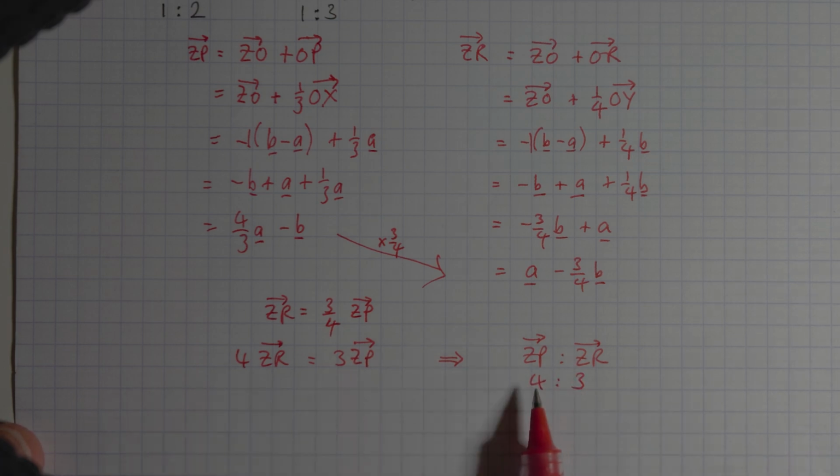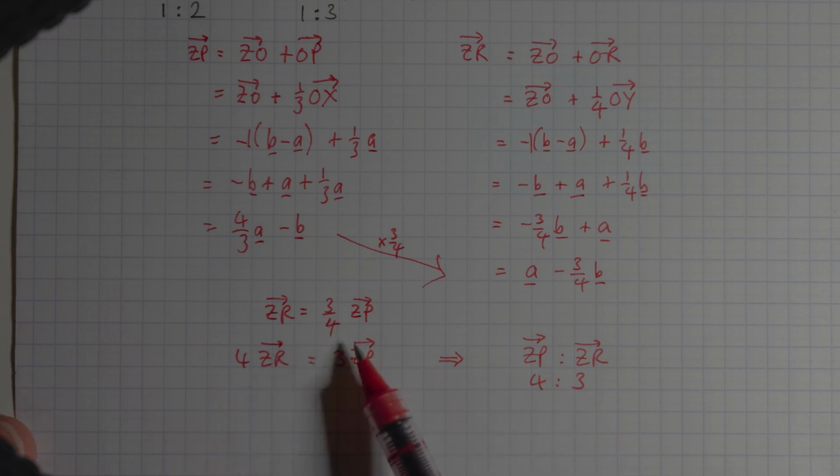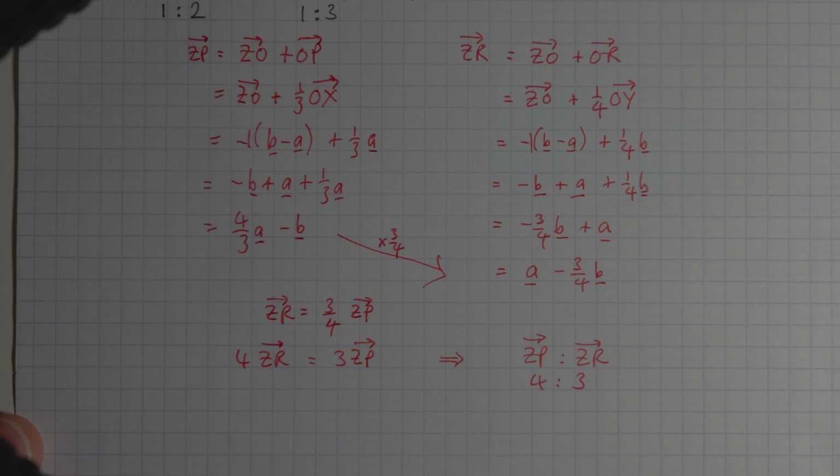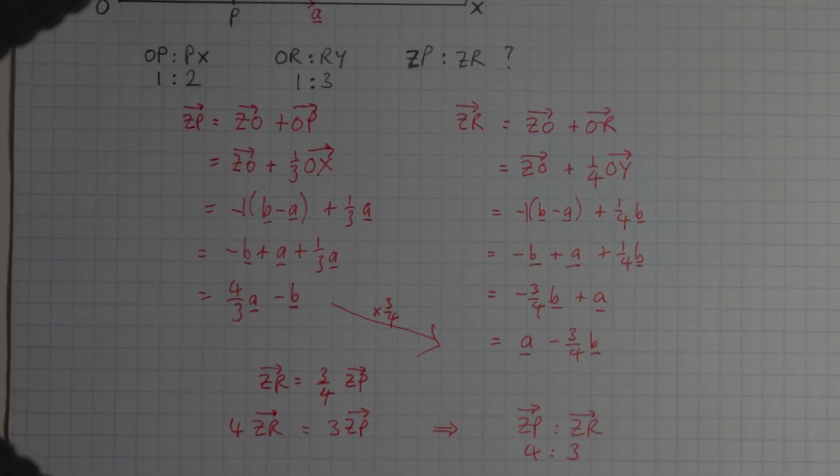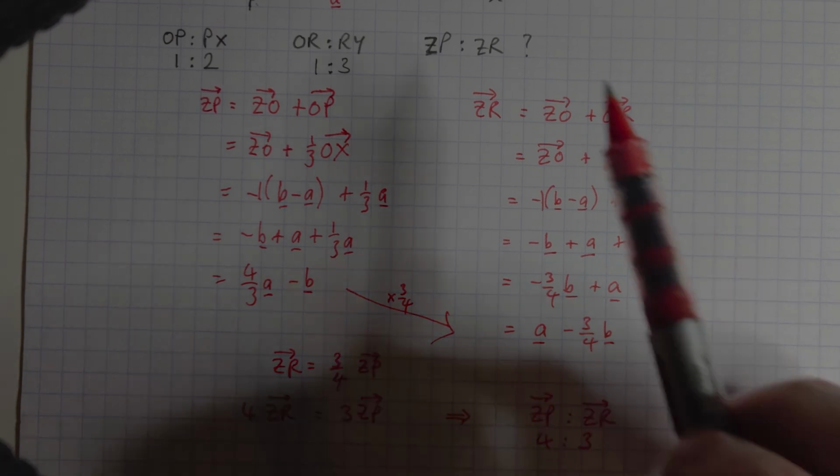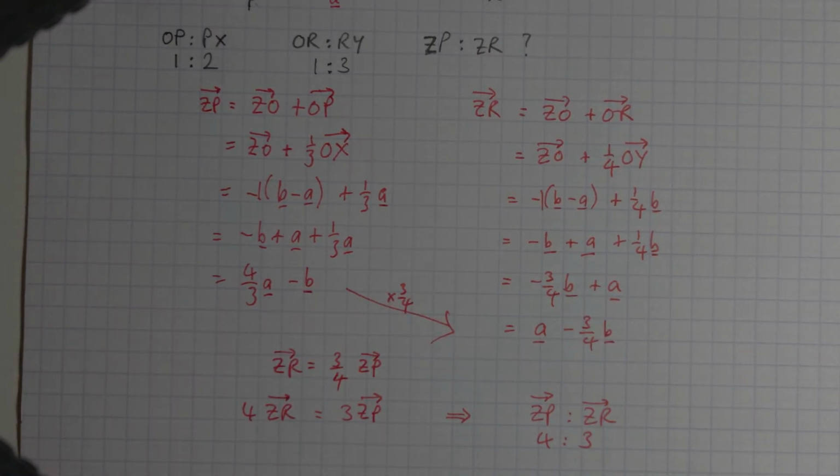Okay, so 3/4 of this is the statement we had there. Maybe that line wasn't useful to you, but I did it because we did a fair amount of work in the past on switching between ratios and equations and so on. So possibly helpful. But that's the final answer. The vectors ZP and ZR are in the ratio 4 to 3. Therefore, so is the basic length ZP and ZR also in the ratio 4 to 3.